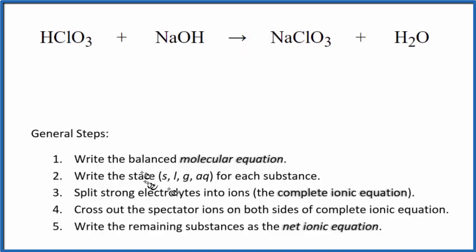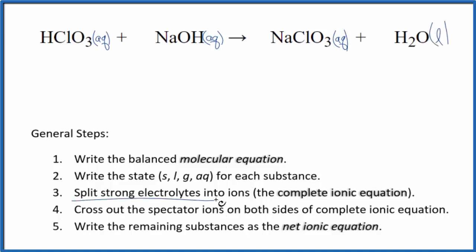Next, we need to write the state for each substance. We're going to consider that HClO3 is a strong acid, and it's going to dissociate into its ions, so it'll be a strong electrolyte. Sodium hydroxide, that's a strong base. That'll also dissociate. And then we have NaClO3, sodium chlorate. It's chlorates and sodium, very soluble when you see those, so that's going to be aqueous. Water will be a liquid. So we have the states for each substance.